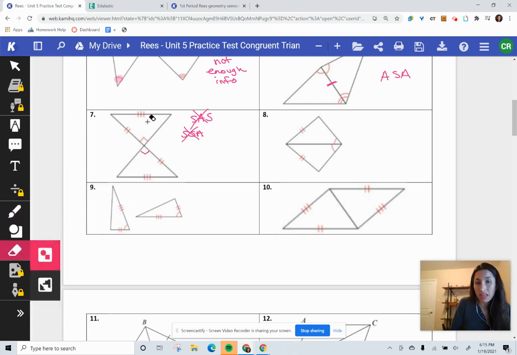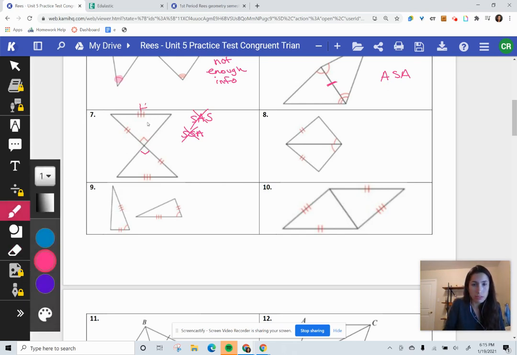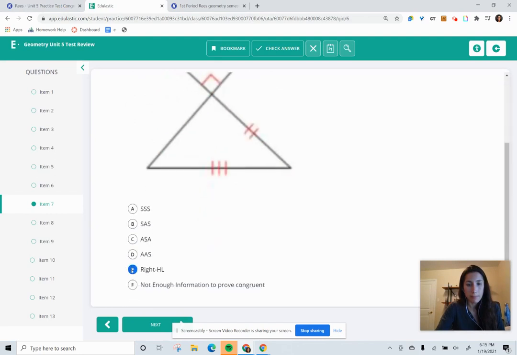Doesn't work. So then my last thing that I want to check is making sure, okay, well, is this a right triangle? And is there a hypotenuse and a leg? And this is a hypotenuse. And this is a leg in the right triangle. So this is HL for question 7, hypotenuse leg. A right triangle, HL.